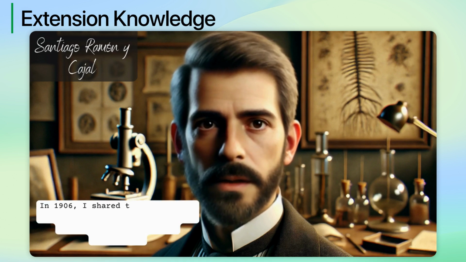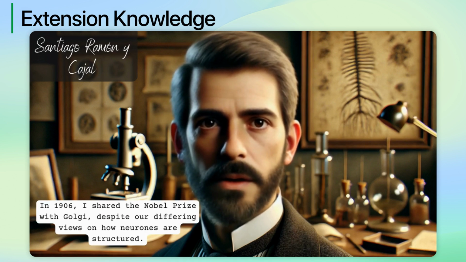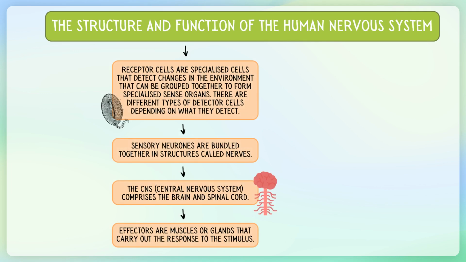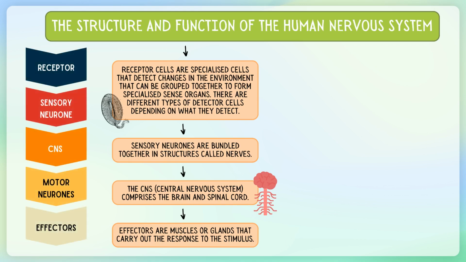In 1906, I shared the Nobel Prize with Golgi, despite our differing views on how neurons are structured. In today's lesson, we examine the structure and function of the nervous system, emphasizing how its components are adapted to their roles. We examine the pathway of information in the nervous system from stimulus to response.